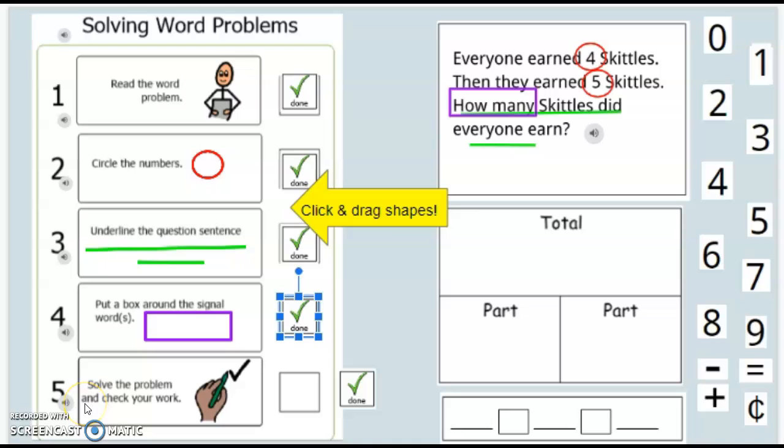The last step is to solve the problem and check your work. So we have our total up here. We don't know our total yet, but we know our parts. Part 1, everyone earned 4 Skittles. So I want to take my 4 and put it in my part. Then they earned 5 Skittles. I know that that's another part. I'll put 5 over here.